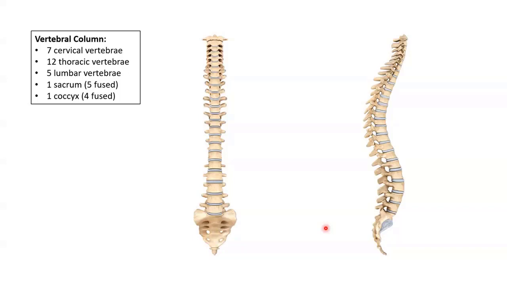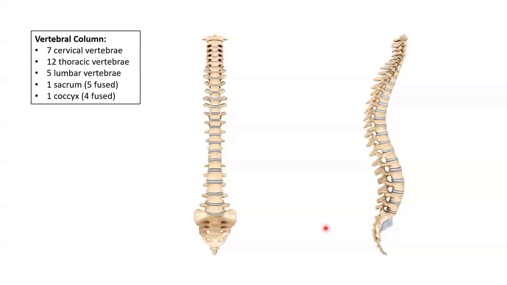The total number of vertebrae during childhood is 33, but then as a child grows, several vertebrae in the sacral and the coccygeal regions fuse, and as a result, the adult vertebral column typically only contains 26 vertebrae.